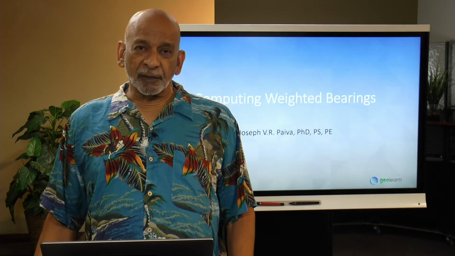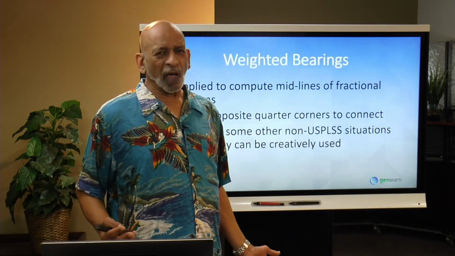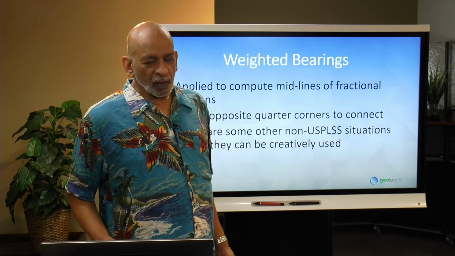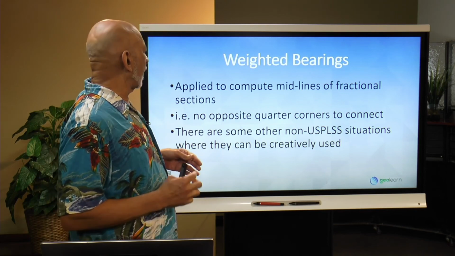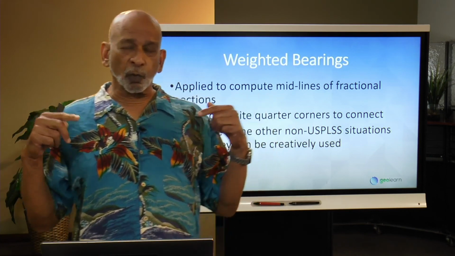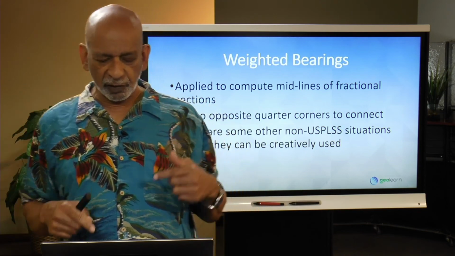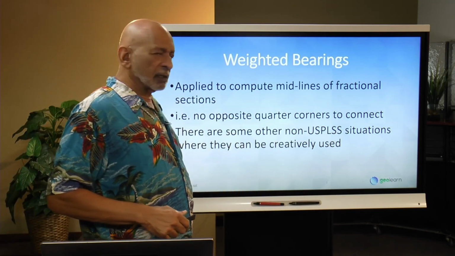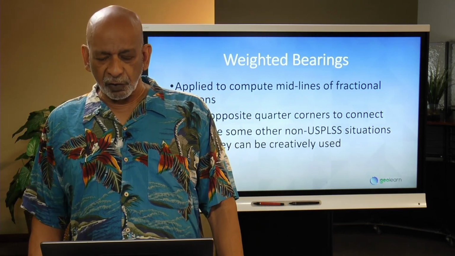Hi, I'm Joe Paiva, and this is just a little explanation of what weighted bearings are and how you might compute them. One of the first questions is, I've never had to weight bearings before. Well, it's most often applied when we're working with the US Public Land Survey System, and it's used to compute the midlines of fractional sections when there are no opposite quarter corners to connect to get that midline, regardless of which direction we're going. There are probably other non-USPLS situations where they can be creatively used to create some kind of an optimum bearing.